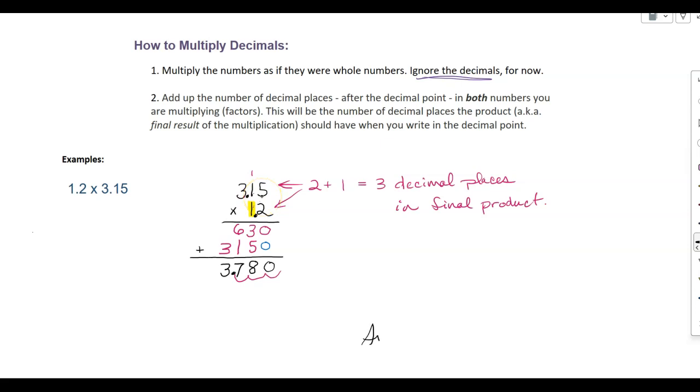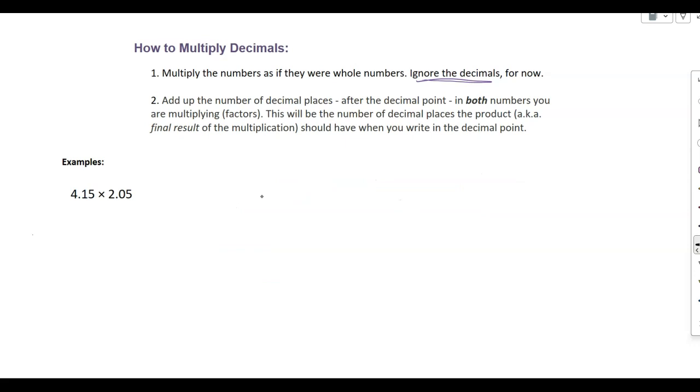So our answer here will be 3.78. No trailing zeros, right? There you go. Let's have another example. This time we have 4.15 times 2.05. Let's set this up in a vertical format, okay? We'll have 4.15 over the 2.05. Notice everything's lined up to the right.